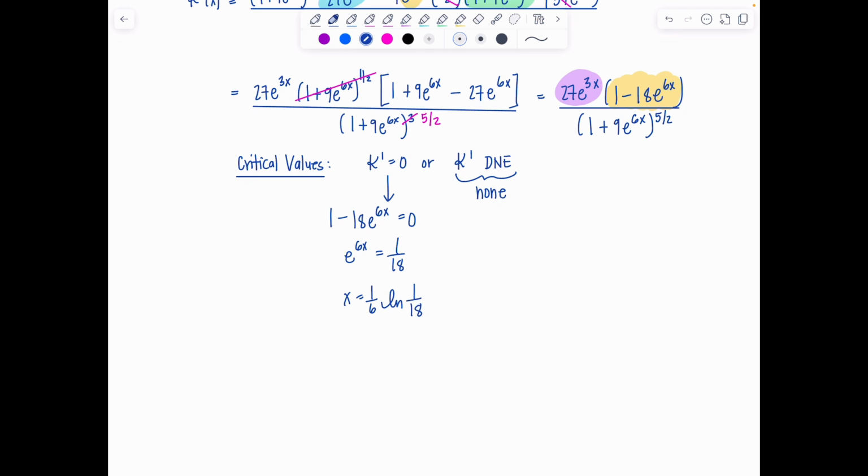Now we can't assume all our critical values are extrema until we do the first derivative test. I mean, you could do the second derivative test, but I don't want to take another derivative of that thing.